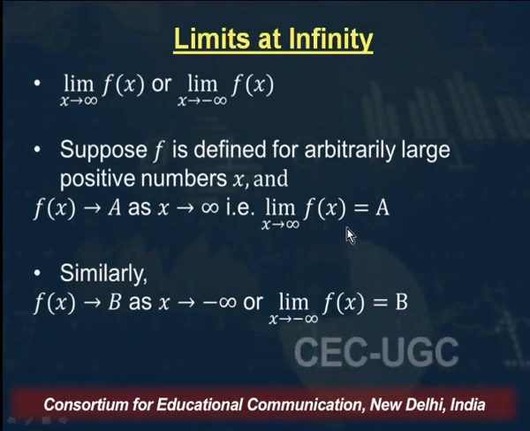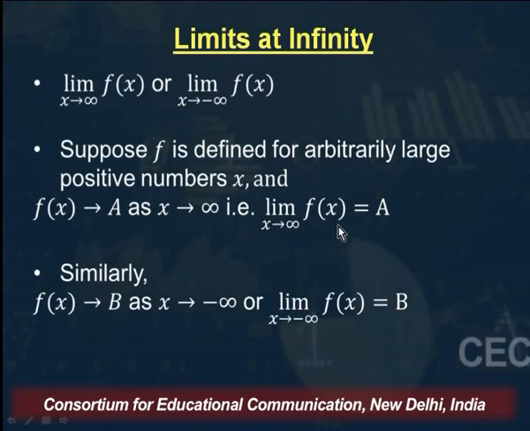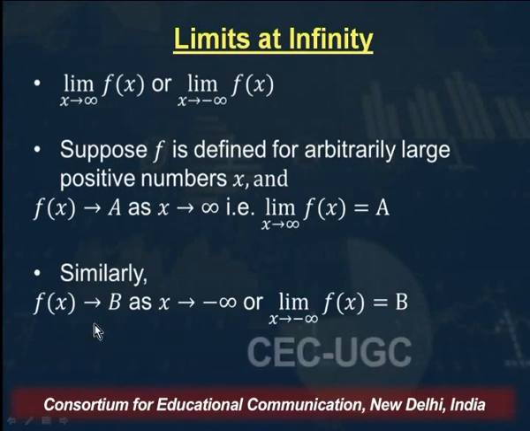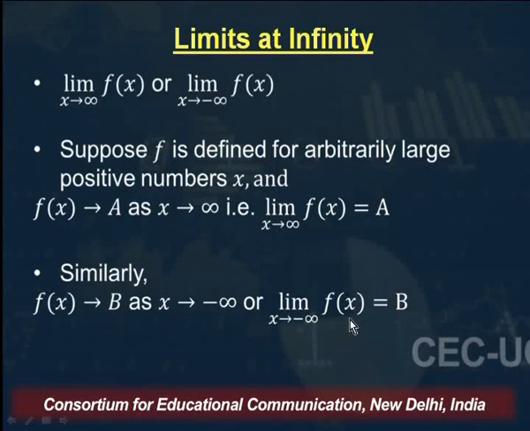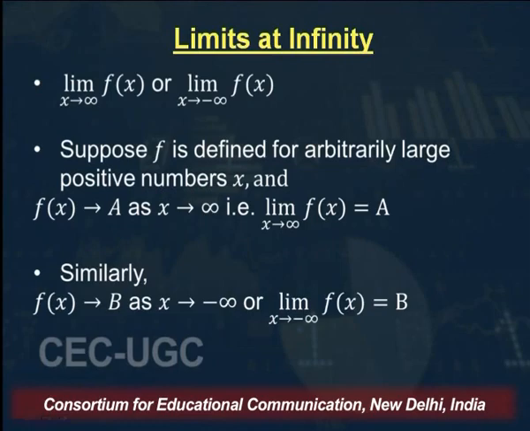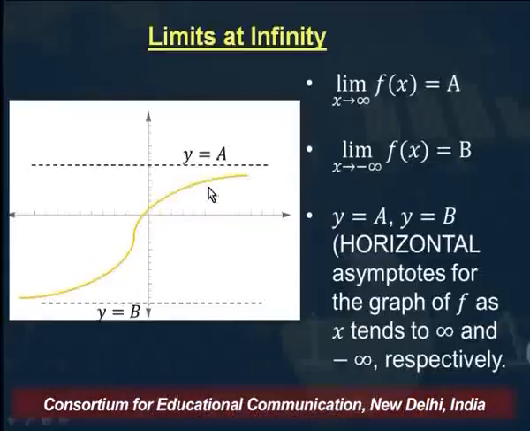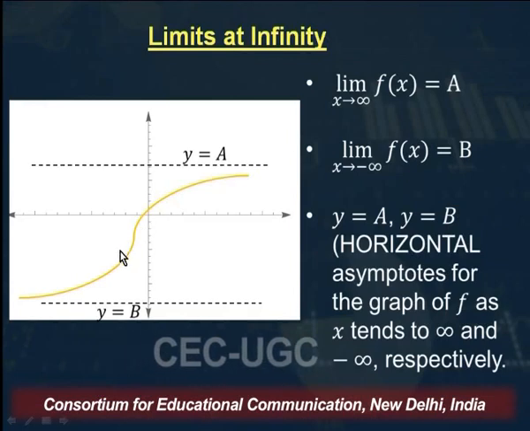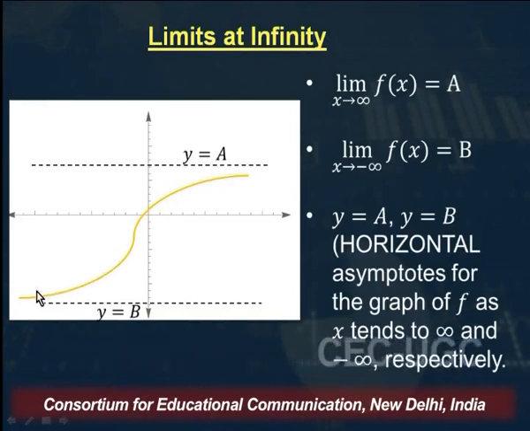So the limit of the function f of x as x tends to infinity is capital A, and let's suppose that as x tends to minus infinity, the function tends to capital B. So the limit of the function as x tends to minus infinity is B. Here these are illustrated in this picture that I have for you. Look at this picture. You can see here as x tends to infinity, the function approaches capital A, and as x approaches minus infinity, the function approaches the value B, right?